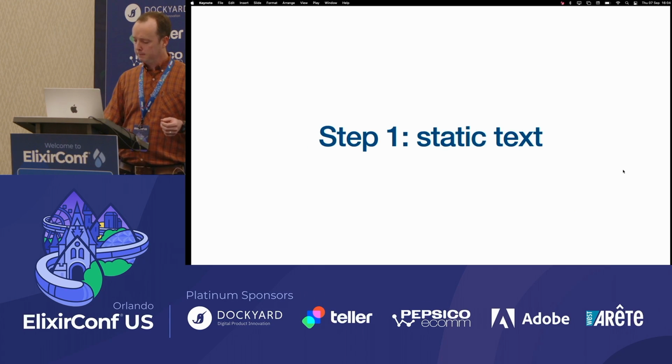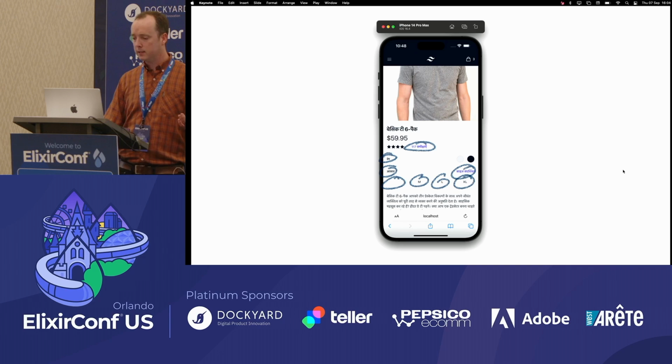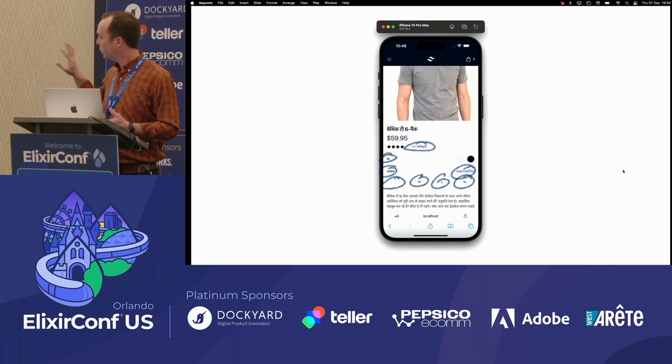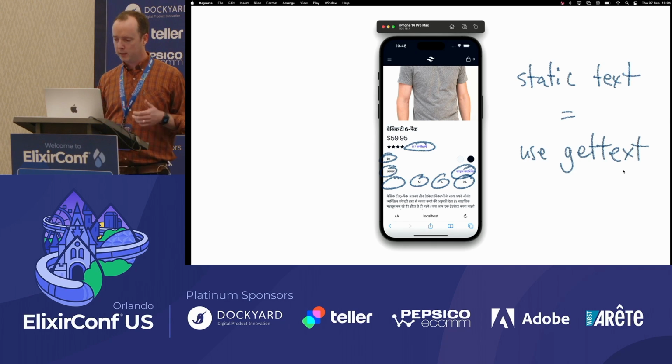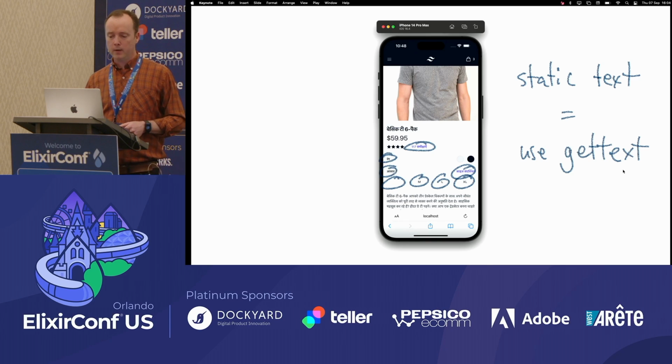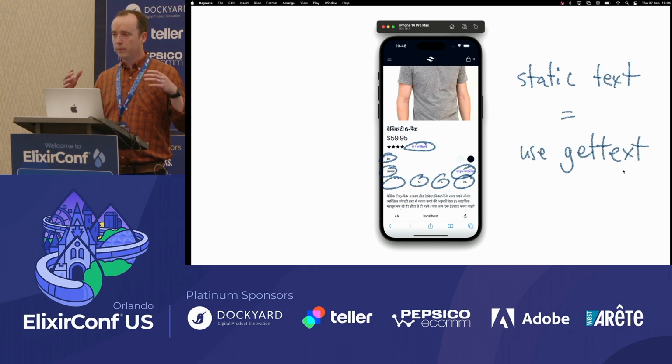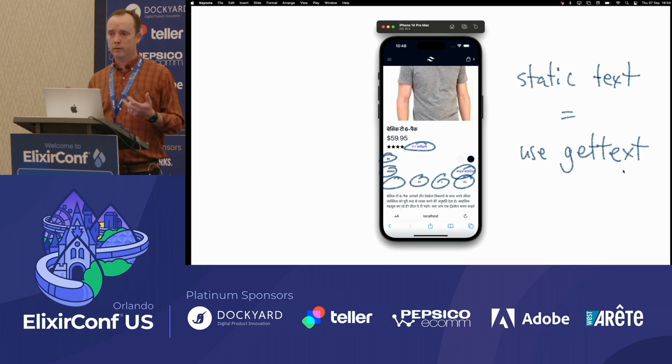So step one is the static text, and that's all of these things, and that's what gettext is going to do for you, and it works well for that. The gettext workflow is you annotate all of these strings wherever they are in your code base, you extract them, and it creates a file, a translation template, that you can then send off to have translated.